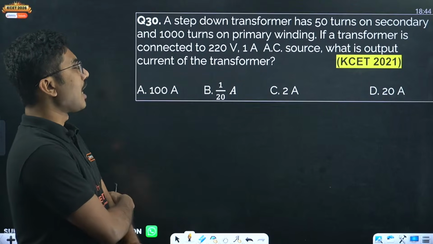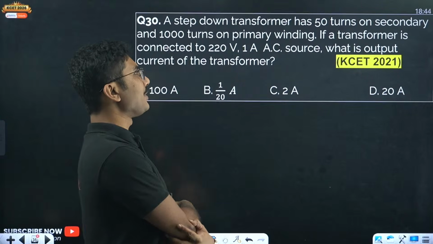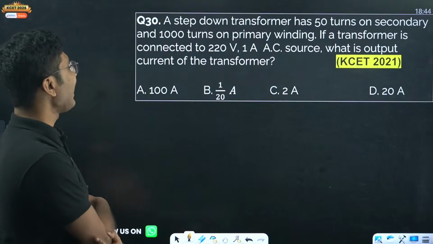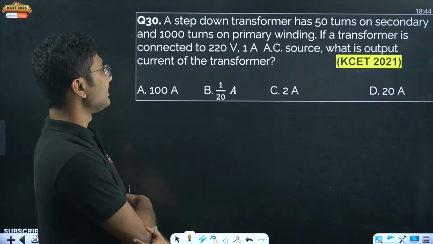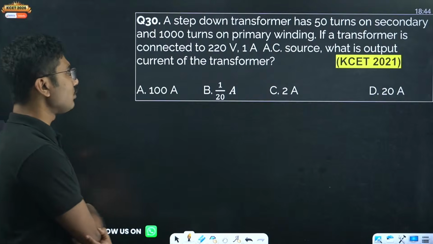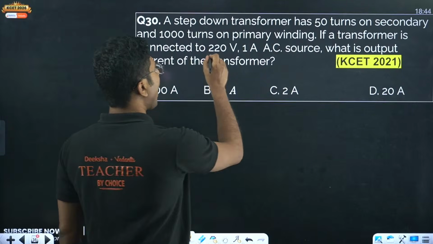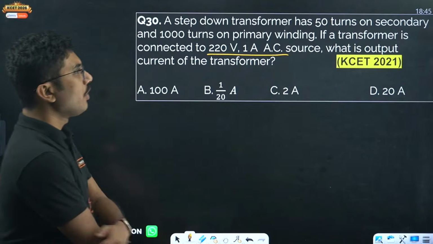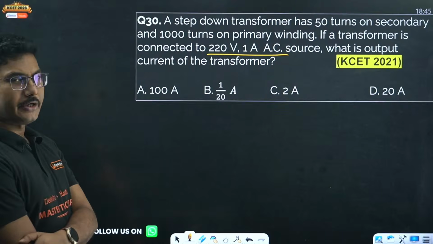A step down transformer has 50 turns on secondary and 1000 turns in the primary winding. If the transformer is connected to a 220 volt, 1 ampere AC source, what is the output current of the transformer?